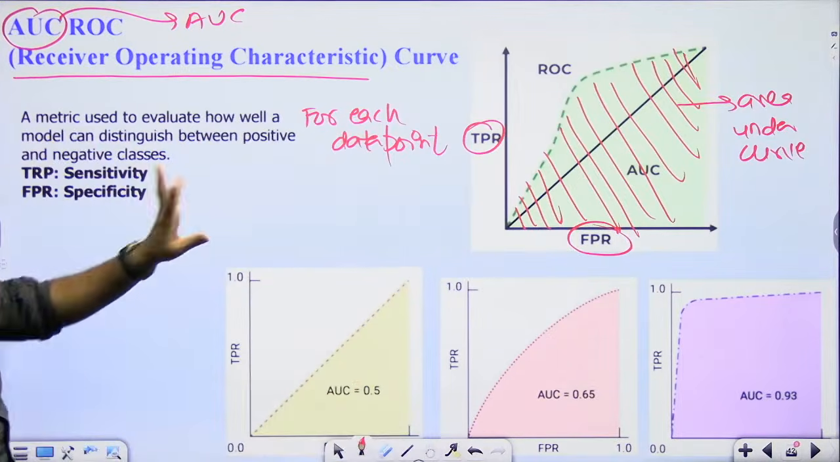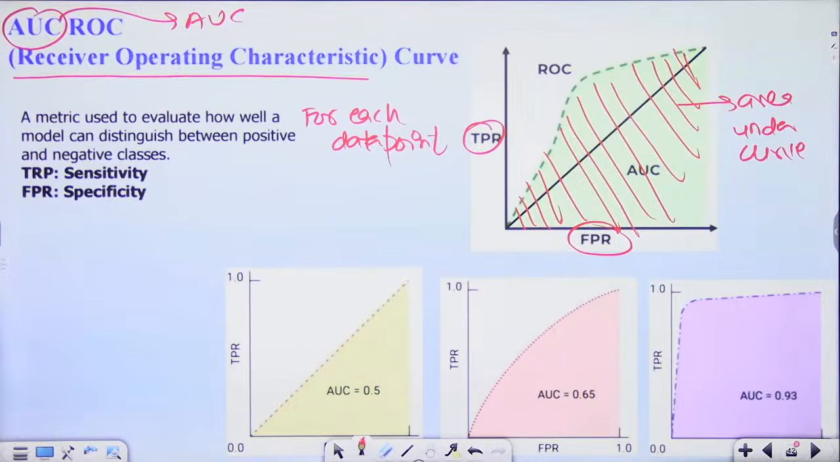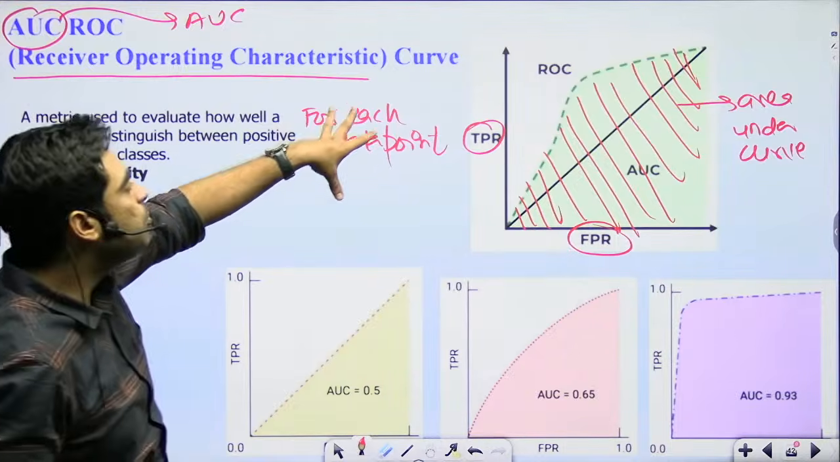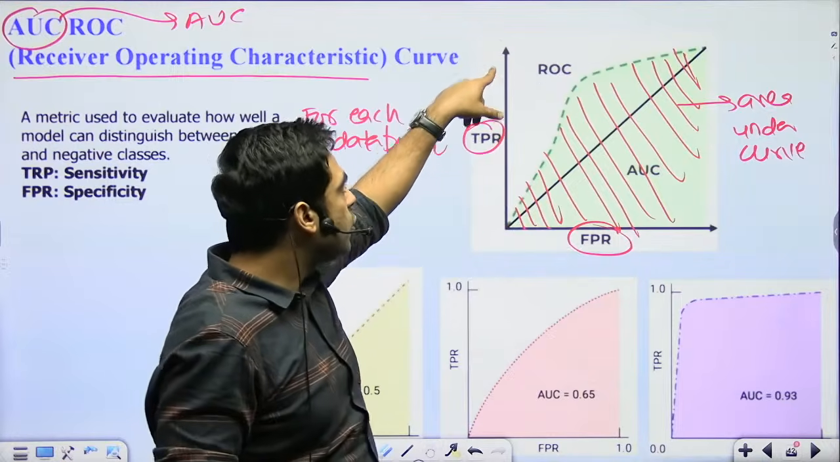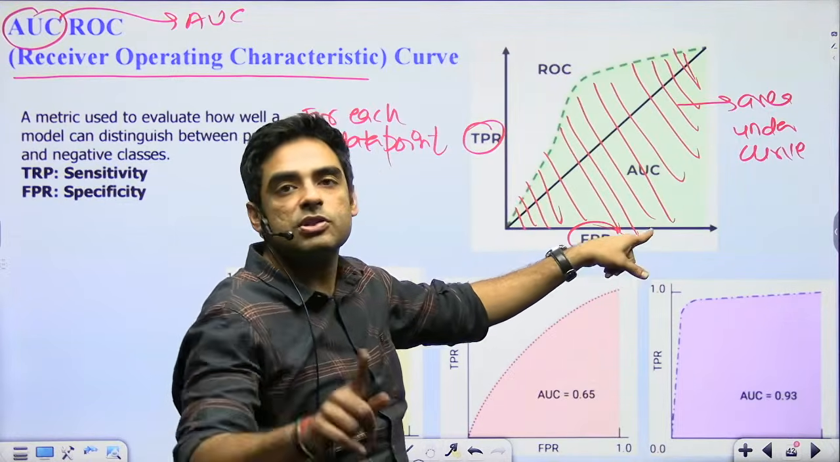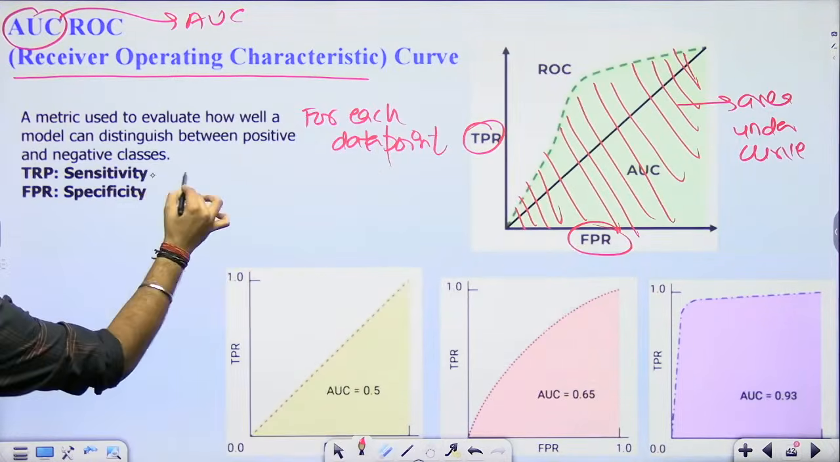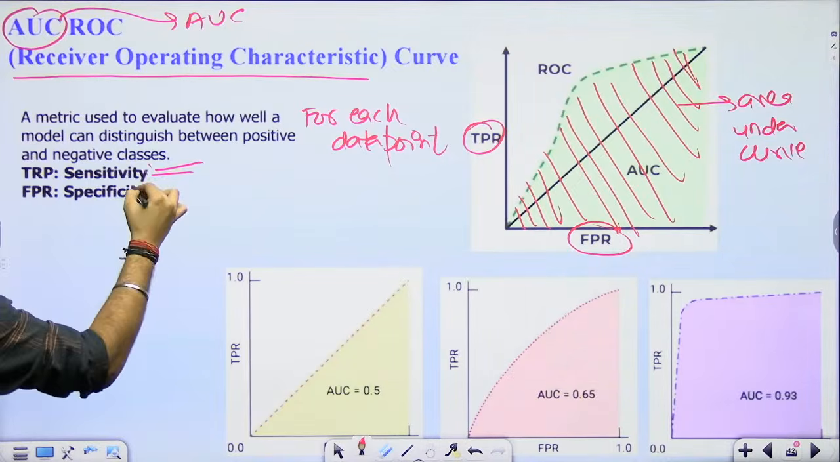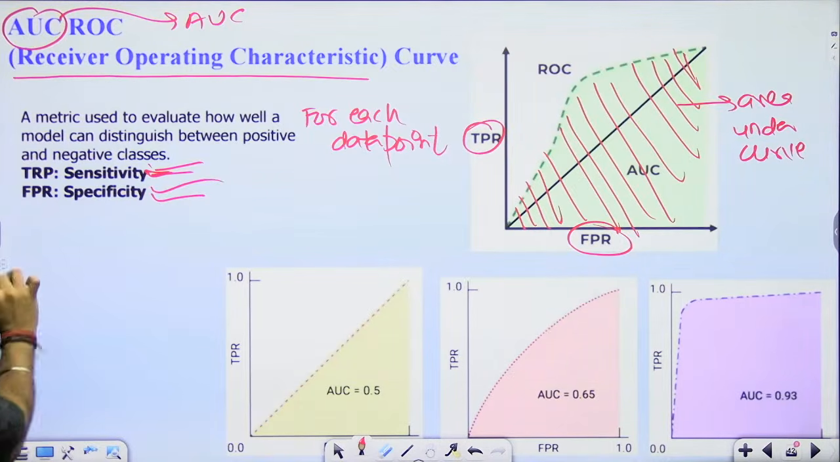So this is how the AUC ROC curve is designed. For every data point, combined, I draw a curve between true positive rate and false positive rate. What is true positive rate? That is known as sensitivity. And what is false positive rate? That is known as specificity. So a graph is drawn.